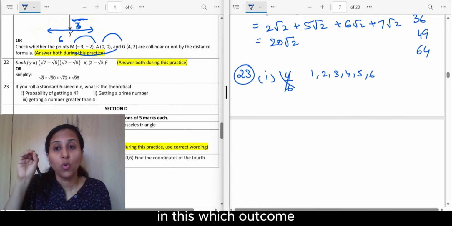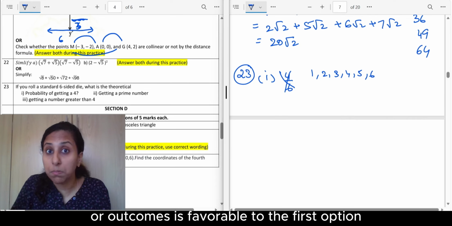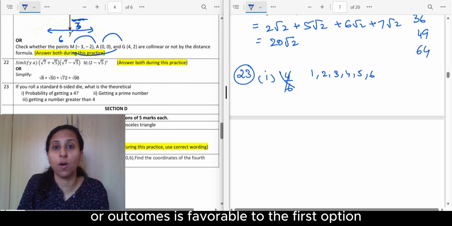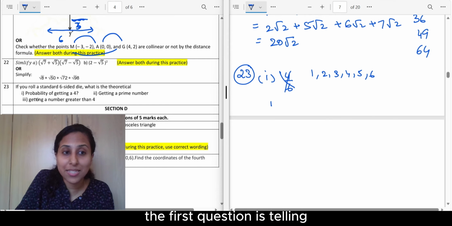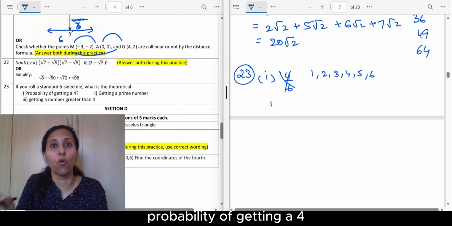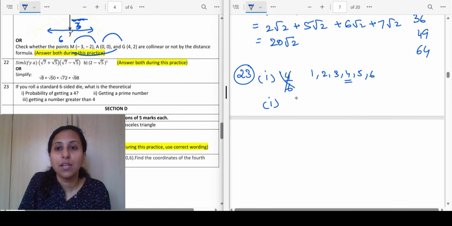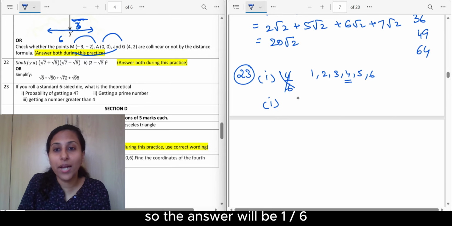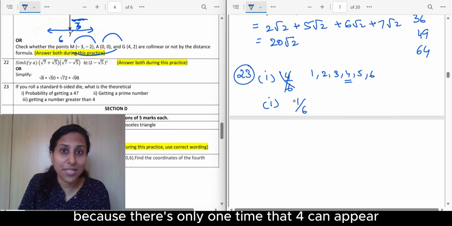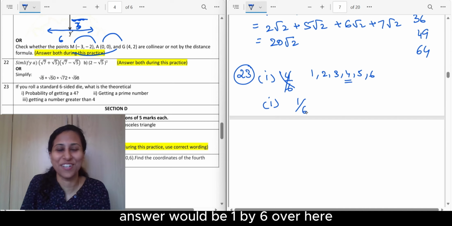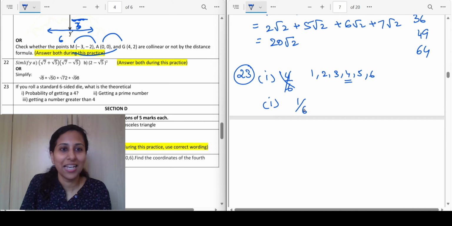In this, which outcome or outcomes is favorable to the first option? The first question is asking the probability of getting a 4. There is only one outcome which is favorable for the first one. So the answer will be 1 divided by 6, because there's only one time that 4 can appear. Answer would be 1 by 6 over here. Okay.